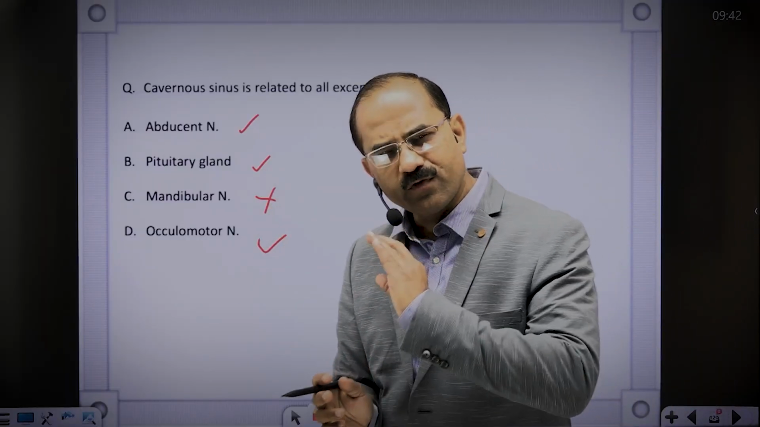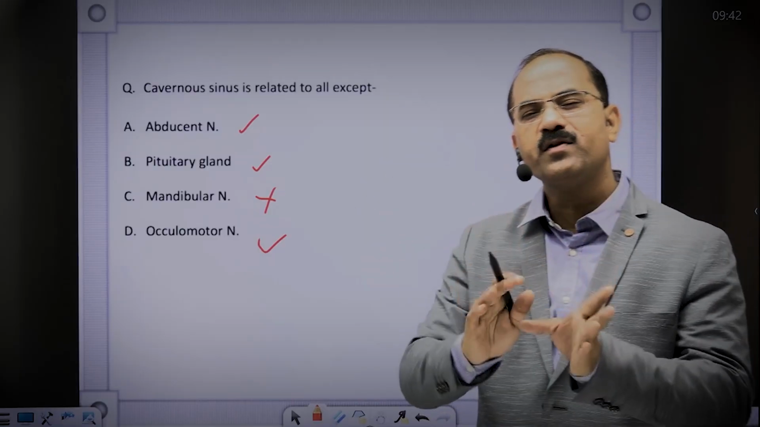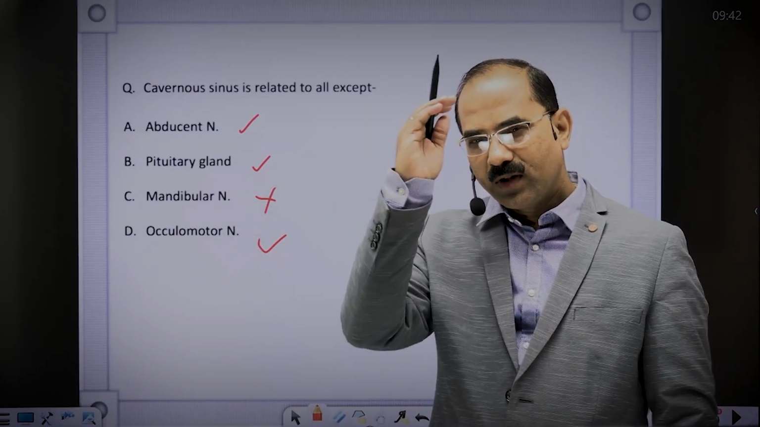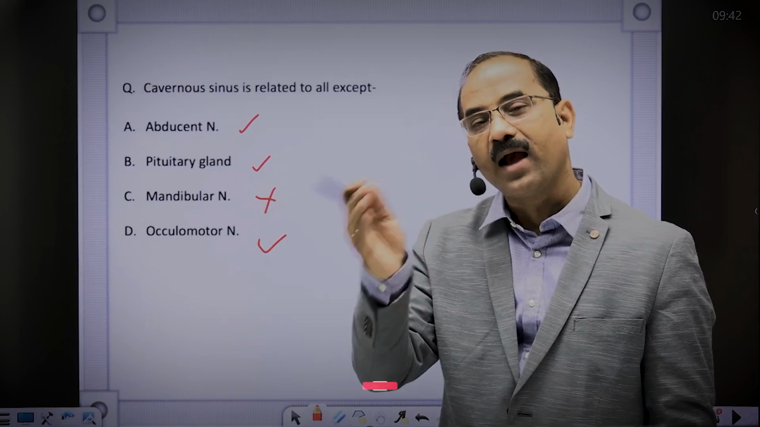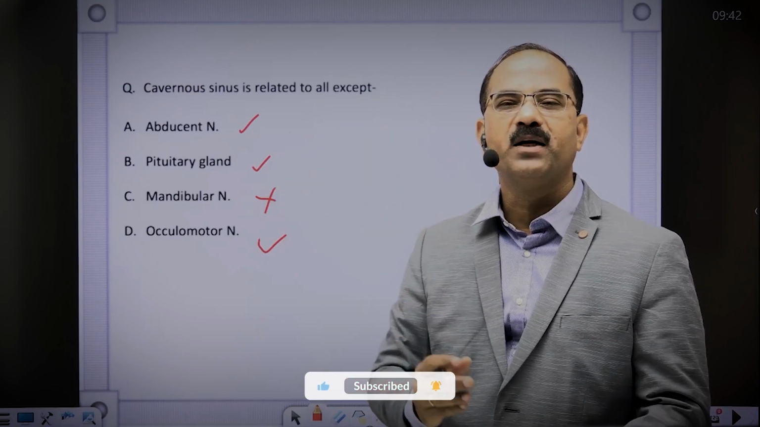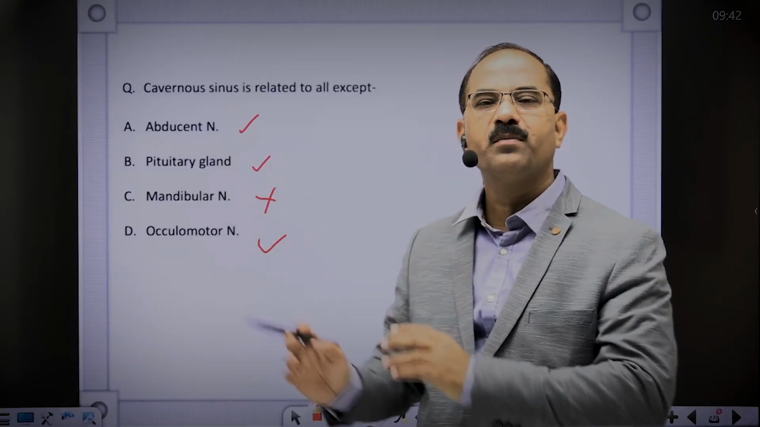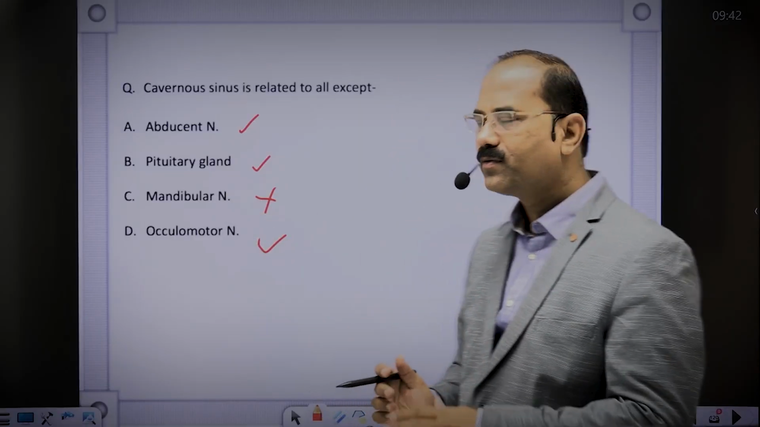Remember, students, a very important MCQ, mandibular nerve is much away from the cavernous sinus. What is there in the lateral wall? Third nerve, fourth nerve, ophthalmic, and the maxillary division of trigeminal nerve. It's maxillary, not the mandibular. Mandibular nerve is much away from the cavernous sinus. Fine.